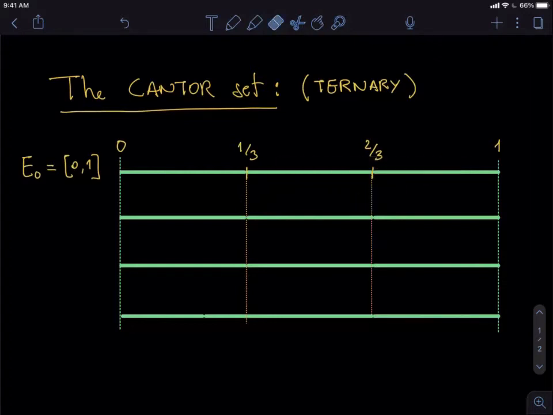The next step of the construction is to remove the middle third of the interval. So in the second iteration, which is called E1, we are going to keep 0, 1/3 union with 2/3, 1. So that is our E1.